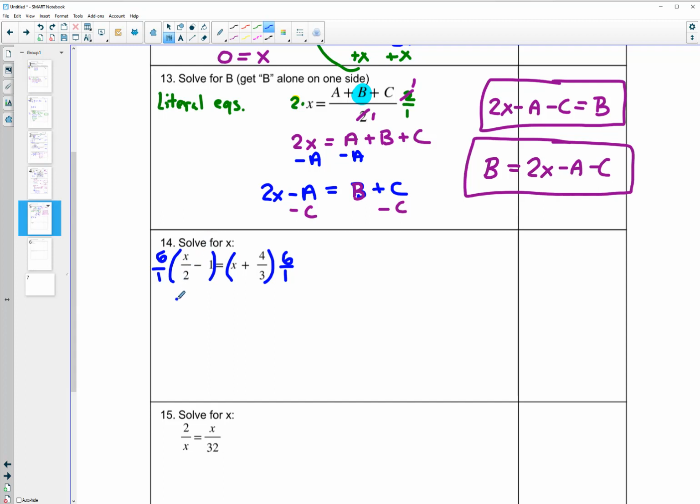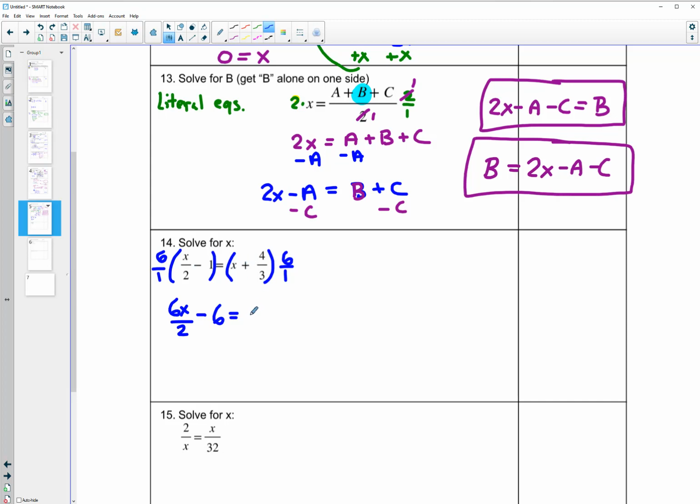Now, you can reduce right away, but I'm not going to. I think that confuses you. So I'm not going to do what we did before and reduce because it's not the same exact number. So I'm just going to write 6 over 2 for now, 6x over 2. And I'm going to multiply the negative 1 by 6, right? So that's minus 6. Okay, because 6 over 1 times negative 1 is negative 6.